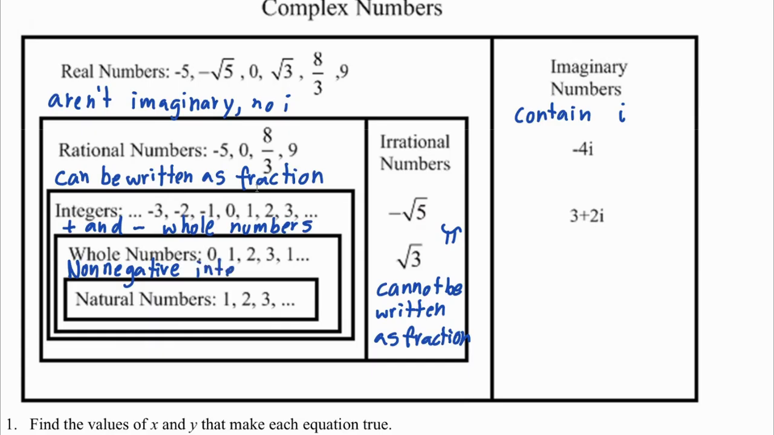Non-negative integers and natural numbers are positive integers. So the difference between those two is 0, right? When I say non-negative, 0 is not negative. It's also not positive. So that's why 0 goes in with whole numbers, because it's not negative. But it doesn't go in with natural numbers because it's also not positive.